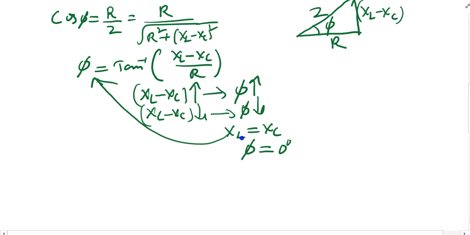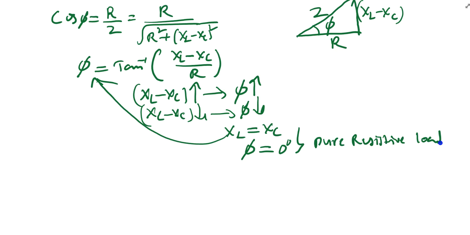So this is whenever XL is equal to XC. Phi equal to 0 means what? It is a purely resistive circuit, a pure resistive load. Cos phi, where phi is equal to 0, means your voltage and current are in phase. Voltage and current are in phase when the load is purely resistive. So you can get this kind of condition if XL is equal to XC.